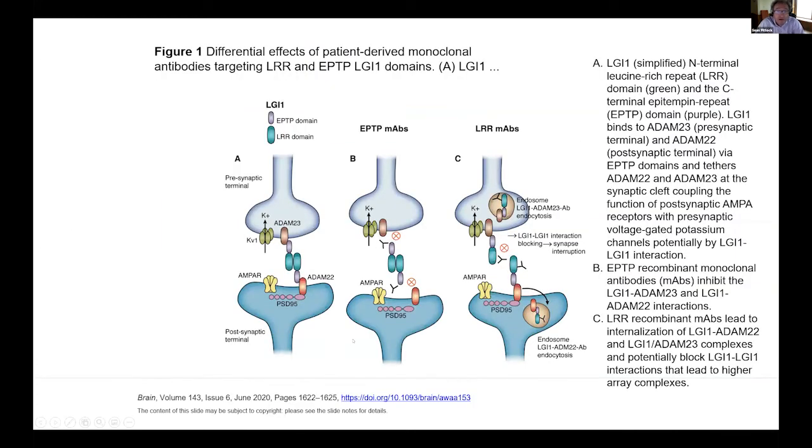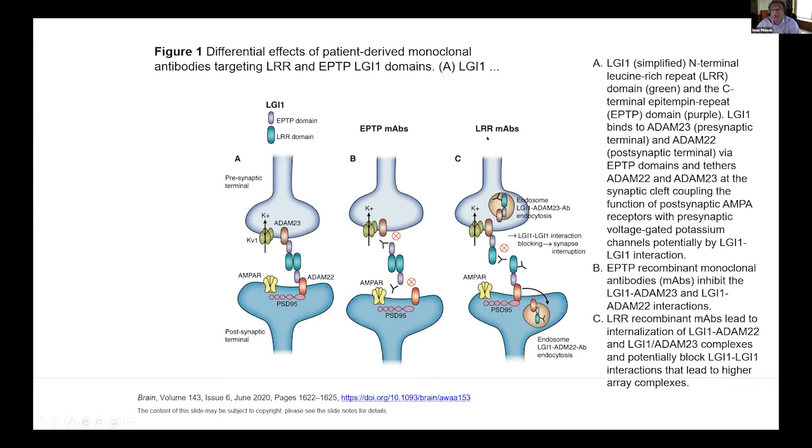This is an example of work that was mainly done by Suresh Irani and his group at Oxford. This was from an editorial that I wrote with Anastasia Zakharadu, and it outlines some of the work that Suresh had done. Basically, the voltage-gated potassium channel complex is a complex of proteins involved in synaptic connectivity. Here you can see there are two types of antibodies identified in Dr. Irani's study of Lgi1 antibodies. There are antibodies to the EPTP, and they block the interaction between ADAM22 and ADAM23 and the Lgi1.